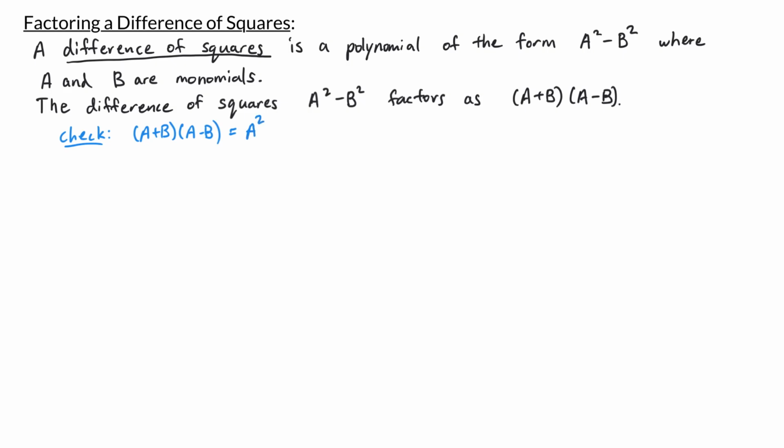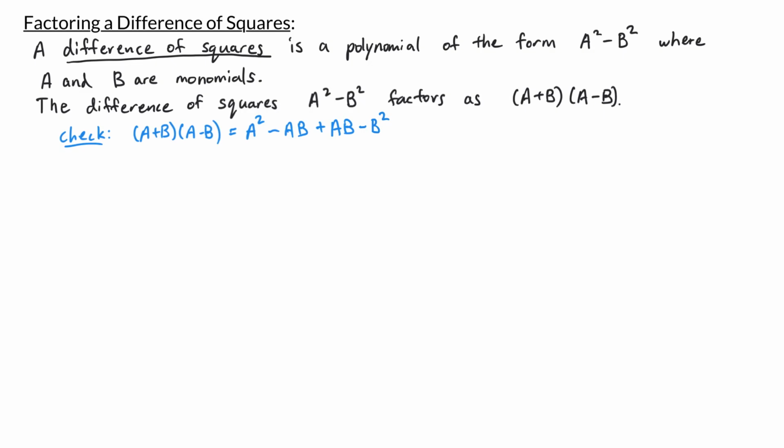O stands for outer, so we multiply the outer terms a and negative b, so this gives me a negative a times b. I stands for inner, and the inner terms here are b and a, which we can write as ab. And L stands for last. The last terms here are b and negative b, so their product is negative b squared.